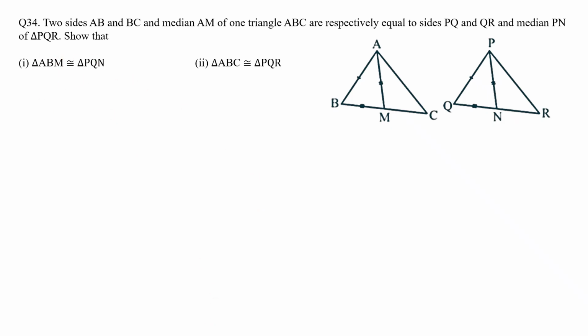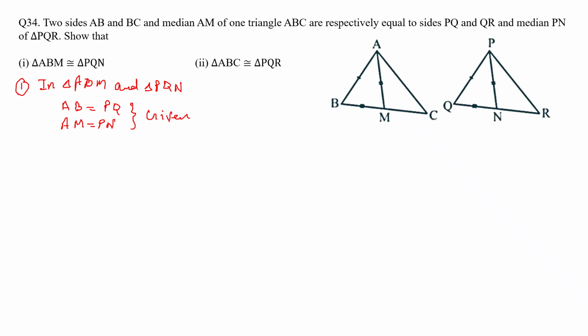So from the first one I will write in triangle ABM and triangle PQN. First will be AB is equal to PQ, then AM equal to PN and both is given. Okay.